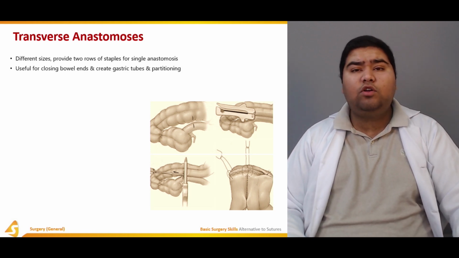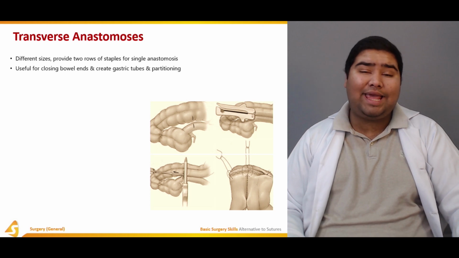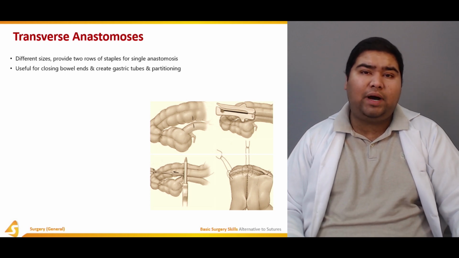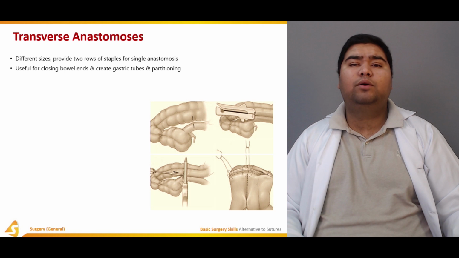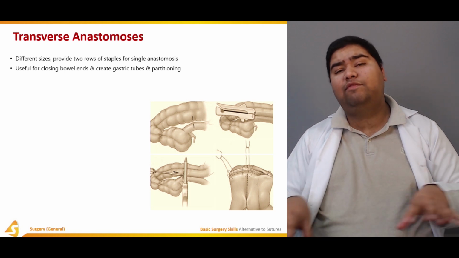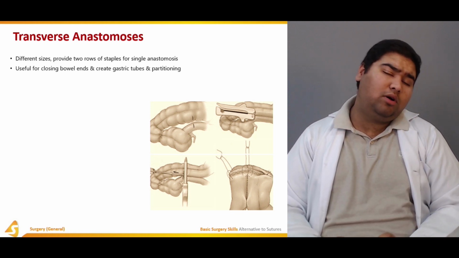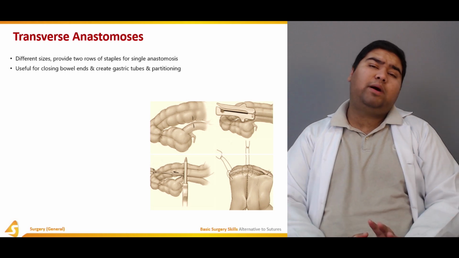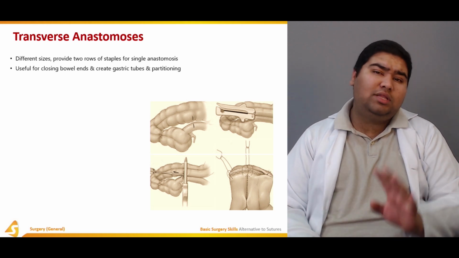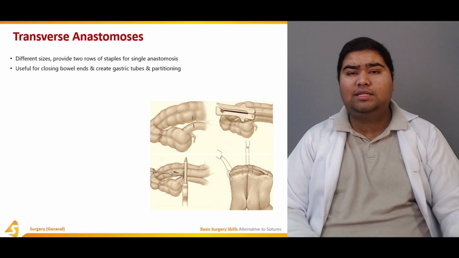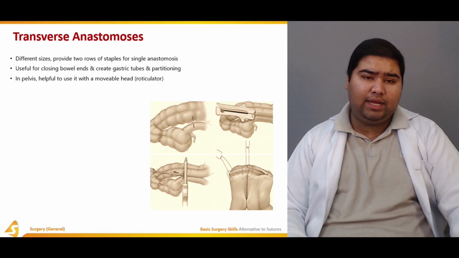Now it is useful for closing the bowel ends and creating gastric tubes and partitioning. So when various ends of the bowel have to be united with each other because a greater portion of the bowel has been resected, this is where the transverse anastomosis and these devices come in.